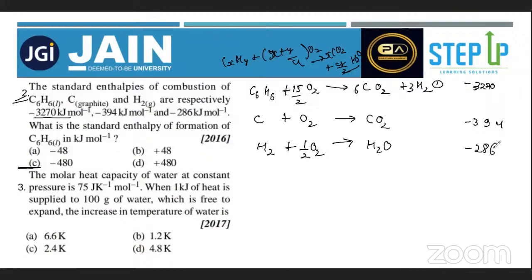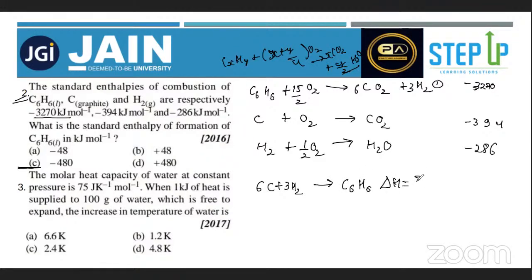What they're asking is to find the standard enthalpy of formation of C6H6. The formation reaction for C6H6 is 6C plus 3H2, which gives C6H6. For this, I have to find out delta H.